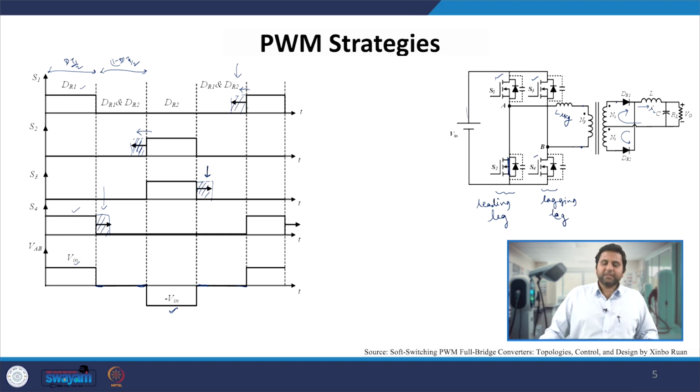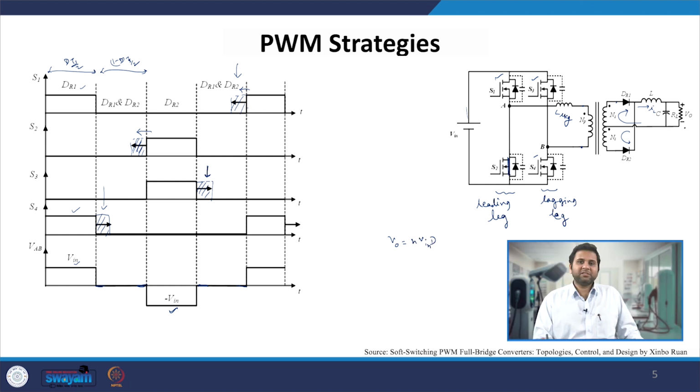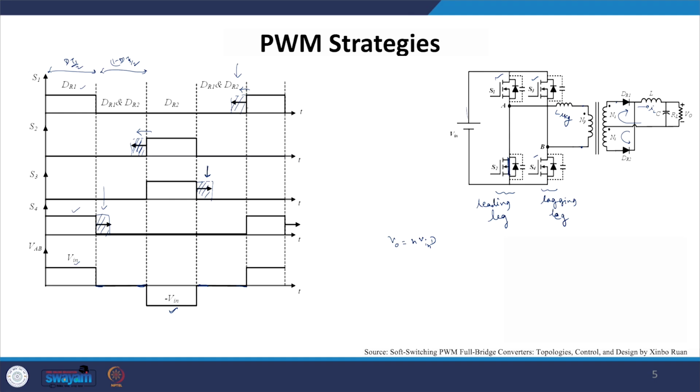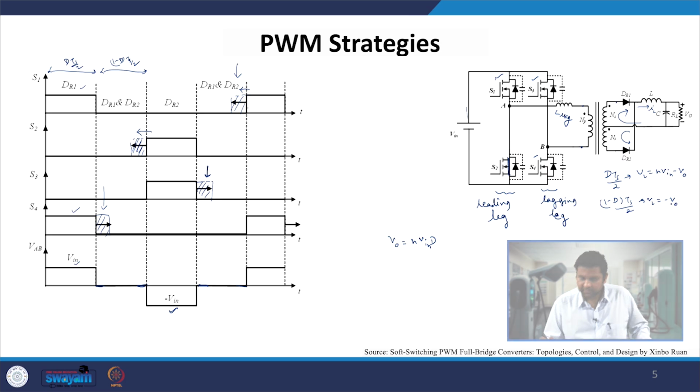Since we are not impacting anything on the VAB voltages, we get the output voltage to be N times V in times D. We are also not changing anything on the output voltage, because the volt-second of inductor L will still be the same, as we are not changing the VAB voltage, and the voltage appearing across VAB will only be rectified after the diodes DR1 and DR2. During D Ts by 2 period I am applying voltage across the inductor as N V in minus V naught, and during (1 minus D) Ts by 2 period the VL voltage will still be just minus V naught.